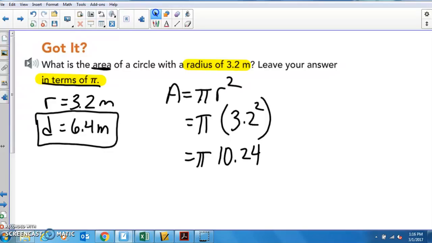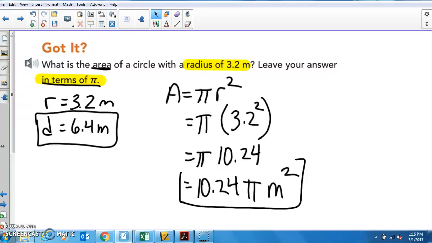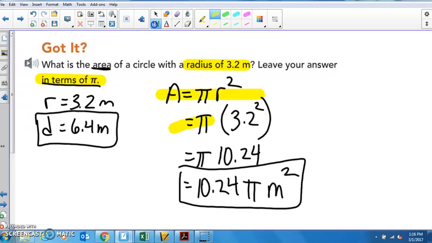So our answer here would be 10.24 pi meters squared. Now, we always have to put the square at the end. So it's 10.24 pi meters squared. So if you'll copy this down, so you'll have another example. So you should have plenty of examples when it comes time for you doing your work.